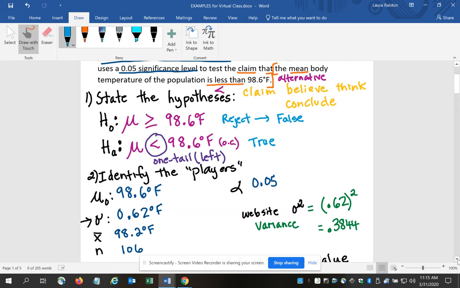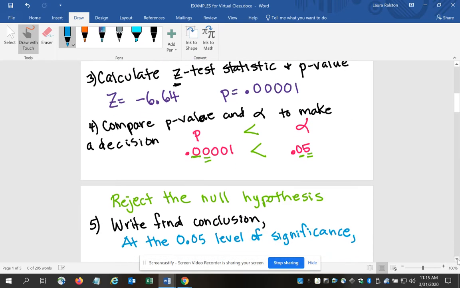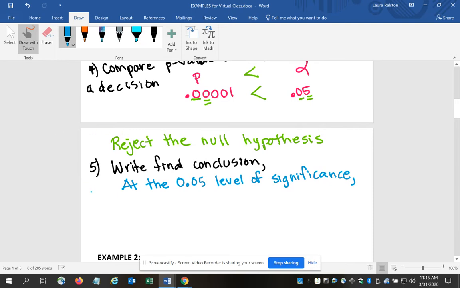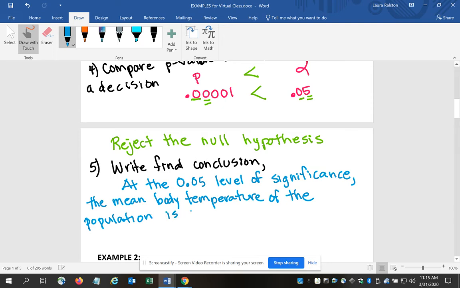So I'm going to scroll down, go back. At the 0.05 level of significance, the mean body temperature of the population is less than 98.6 degrees Fahrenheit. And that's the end. Okay, that's the whole process from start to finish.